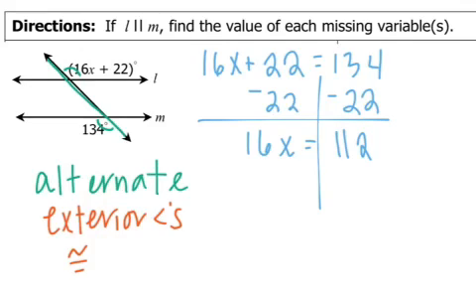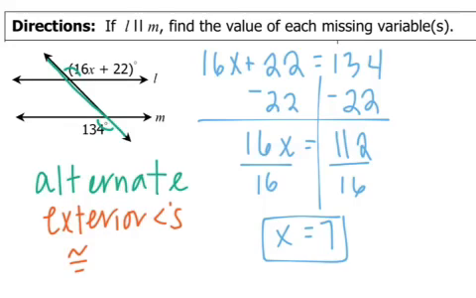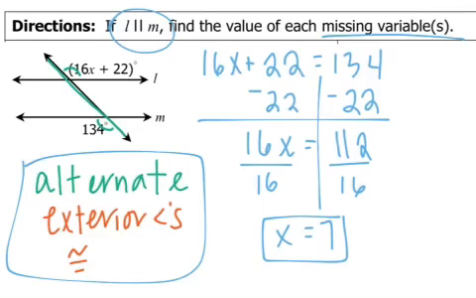So we have 16x equals 112. Let's divide 112 by 16. x equals 7, and that's what they wanted us to find. They wanted us to find the missing variable, and they told us that L and M are parallel. That's why we're allowed to use this relationship between alternate exterior angles. And if we wanted to check ourselves, just plug in 7 for x, so 16 times 7 plus 22, and make sure that gives us 134, and it does. So x equals 7.